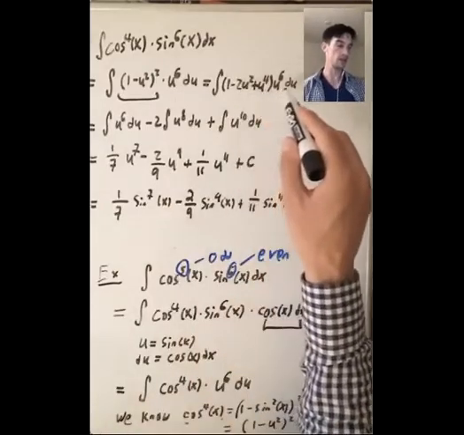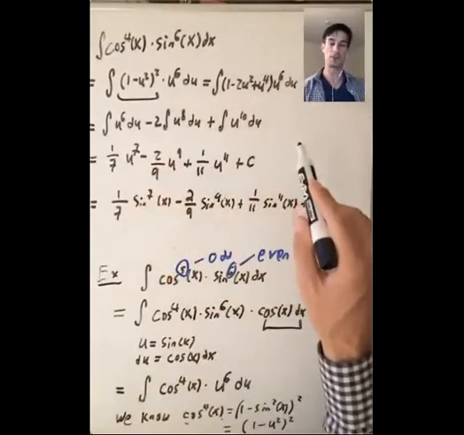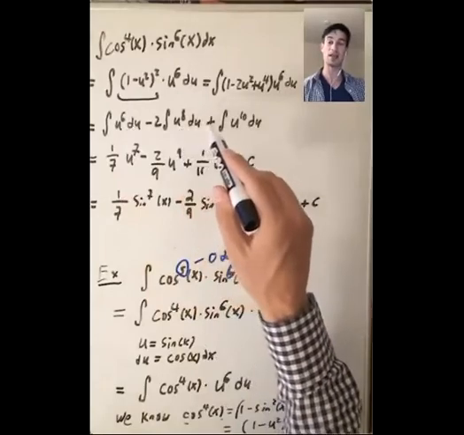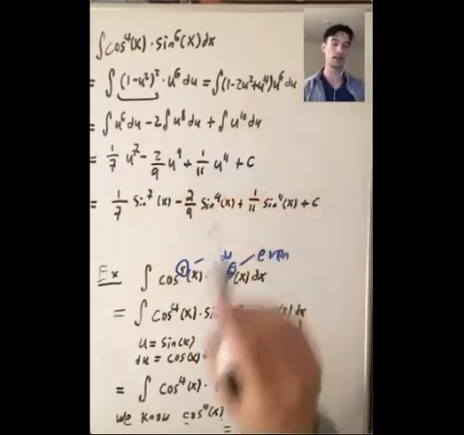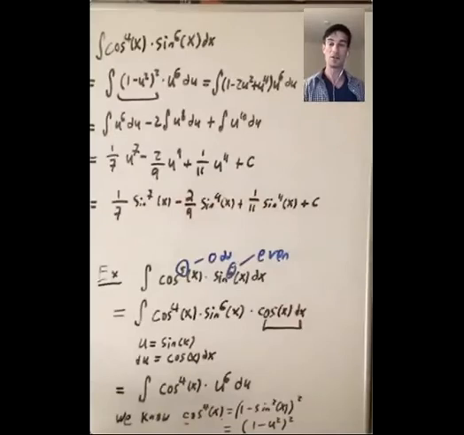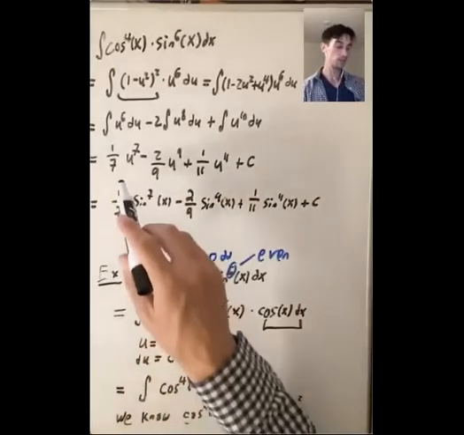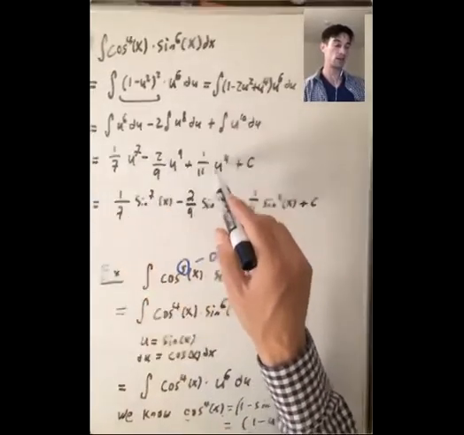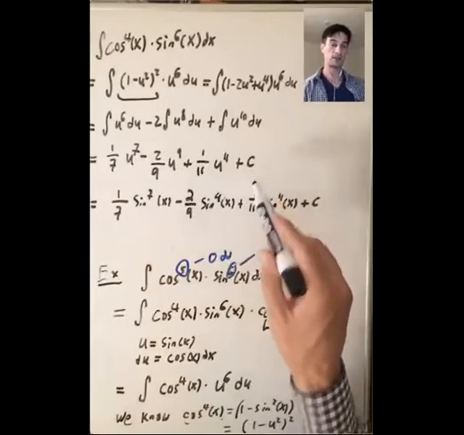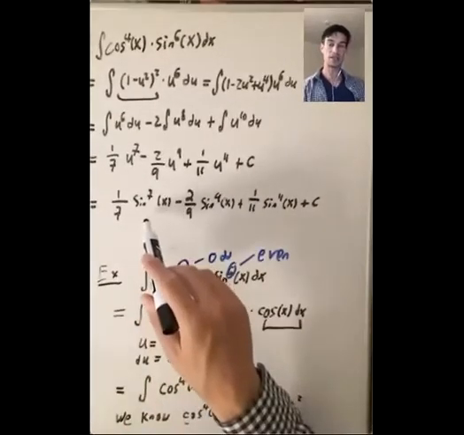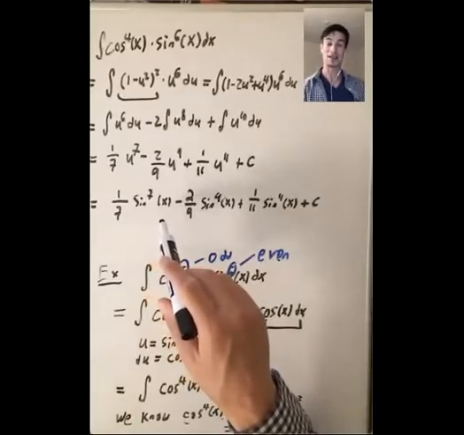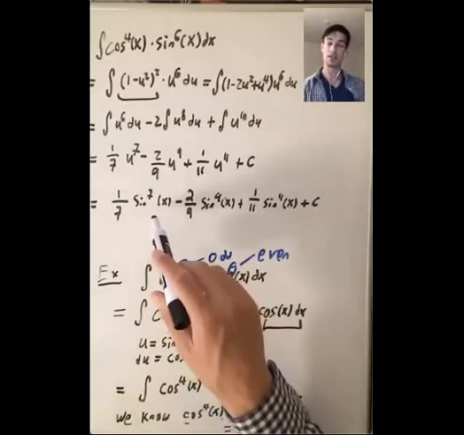We distribute this u to the 6th and write this as a sum of 3 integrals. The integral of u to the 6th du minus 2 times the integral of u to the 8th du plus the integral of u to the 10th du. Each one of those powers of u, it's easy to write down an antiderivative. So we get 1/7 u to the 7th minus 2/9 u to the 9th plus 1/11 u to the 11th plus c. And the last thing is just to substitute back in that what we're looking for is an integral in terms of x, not in terms of u. So every time you see a u, just put in a sine of x.